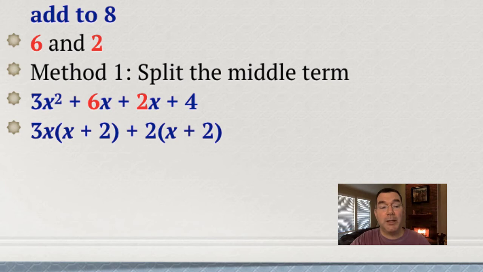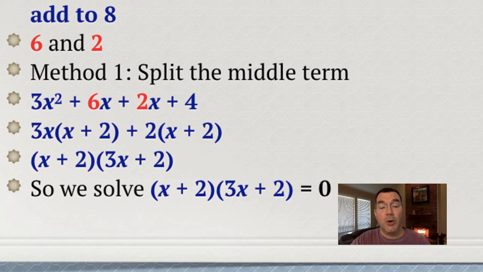So the first pair becomes 3x times (x plus 2), and the second pair becomes 2 times (x plus 2). And you'll notice that, just like I was expecting, the contents of the parentheses are exactly the same. So my final factorization becomes (x plus 2) times (3x plus 2).